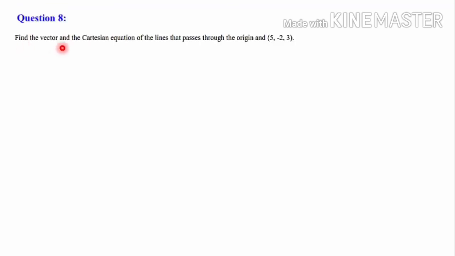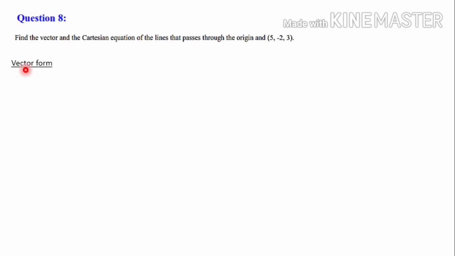The question is: find the vector and the Cartesian equation of the line that passes through the origin and 5, minus 2, 3. Let's identify the question or the formula. Here, passing through the origin is a point, 0 0 0 are the coordinates, and one more point is given, 5 minus 2 3. So here 1 point, here 1 point, 2 points are given. That's why it is 2-point form. So identifying the process is very important. So this is 2-point form.